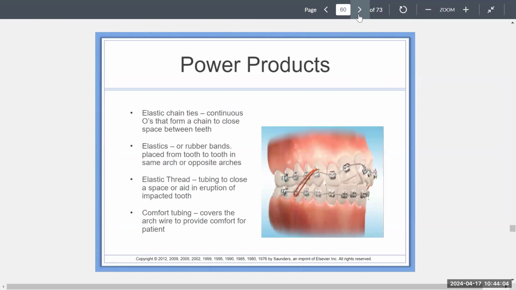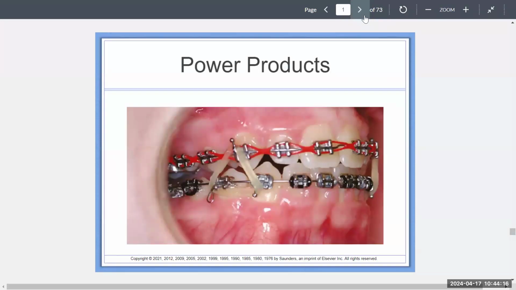Power products, you got elastomeric chain ties, you got elastics like rubber bands, elastic threads, comfort tubing. There's a lot of things that go into play because you're dealing with the mechanics of movement. That was a previous cartoon version. This is an actual picture. You may have seen this maybe in some of the patients you've been seeing in your clinical rotations, or maybe you had this yourself as well.